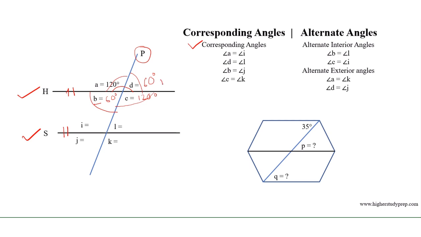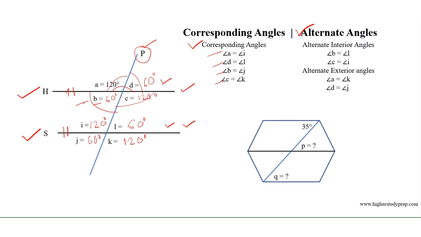In this figure, D and L are on the same direction with respect to the line P and are on the upper right direction considering the parallel lines. And so D and L are equal to each other as they are corresponding angles. Similarly, angle A is equal to angle I, angle B is equal to angle J, and angle C is equal to angle K, which helps us to derive that alternate angles are also equal to each other.